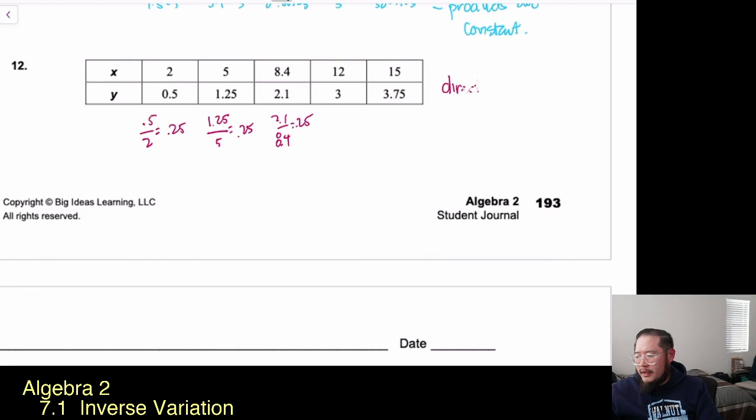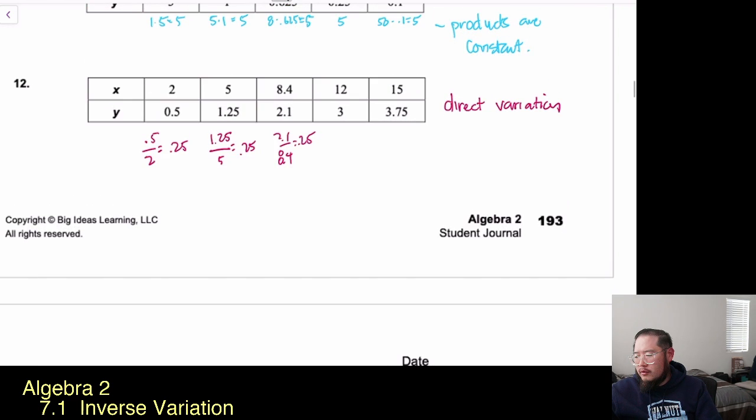And the reason being, the ratios are constant. Now, normally, I would check all of them because you never know. The book and problems can be a little tricky, where maybe that very last one, that 5, or if you take 3.75 and divide by 15, it may not equal 0.25. Is it known to happen? Yes, it is. So I would go through them, check them all.